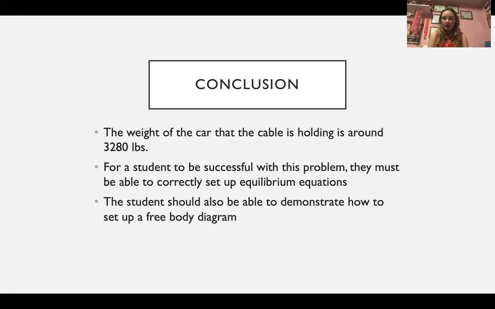For a student to be successful with this problem, they must be able to correctly set up equilibrium equations, which is very important because we wouldn't have been able to solve this problem without those two equations. The student should also be able to demonstrate how to set up a free body diagram. That one wasn't necessarily super important here, but it is important in certain situations, and it's always nice to draw them out and see what's going on, plus concept points. They're very useful.